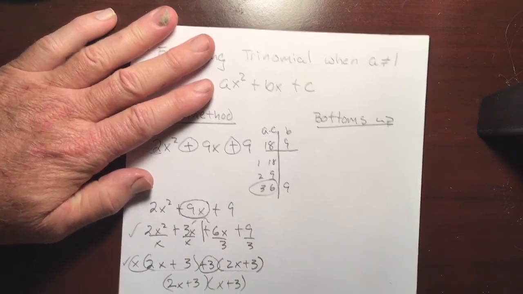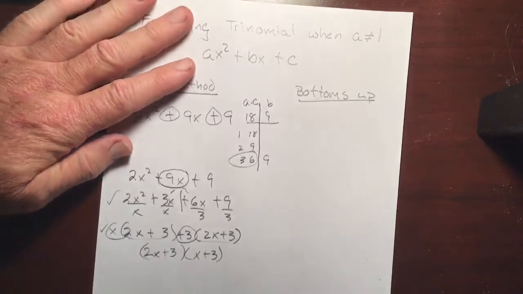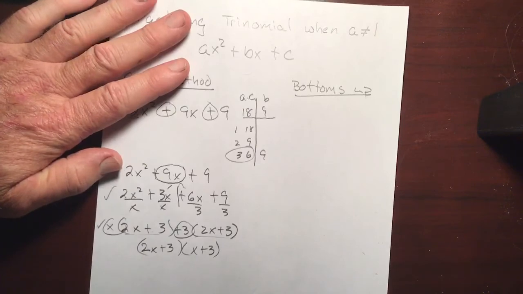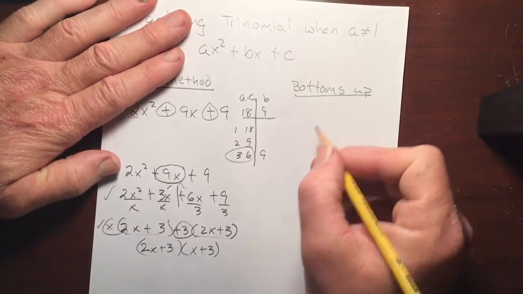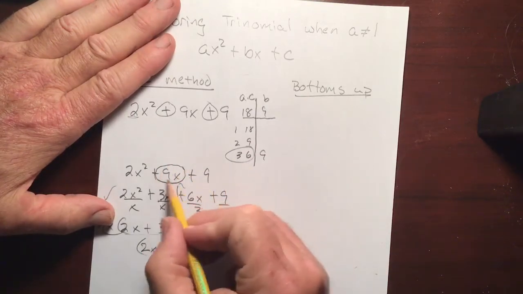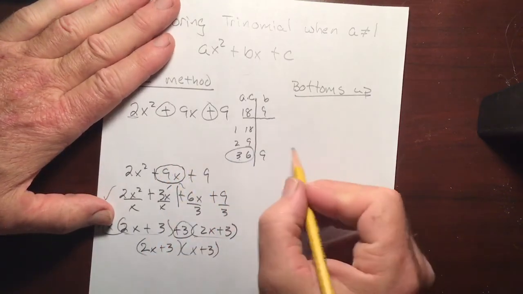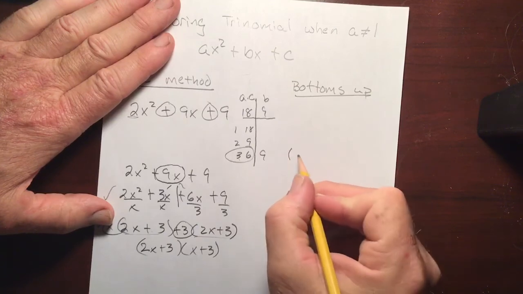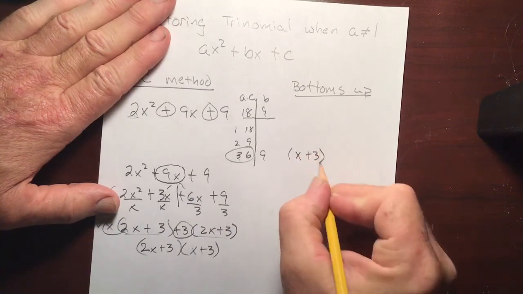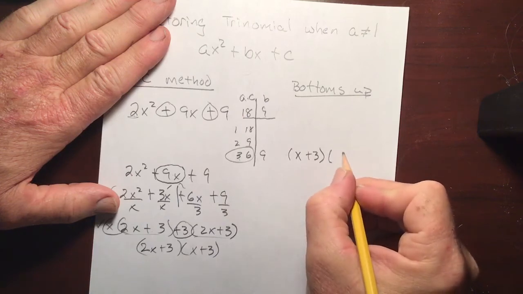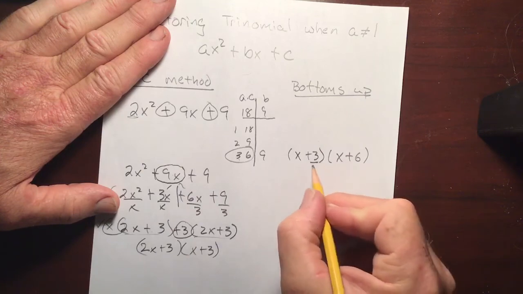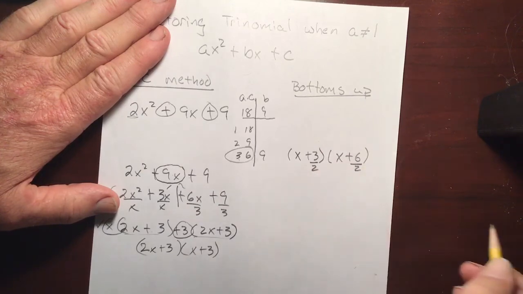Now, the other way to do this is to use the bottoms up method. To do that, I'm going to do the same thing, but instead of replacing this with these two terms, all I'm going to do is put x plus 3 and x plus 6. Now I'm going to divide this by 2 and divide that by 2.